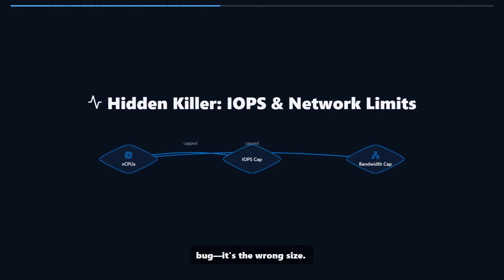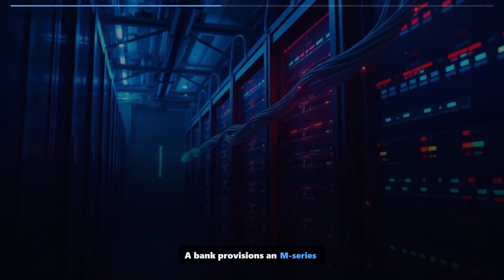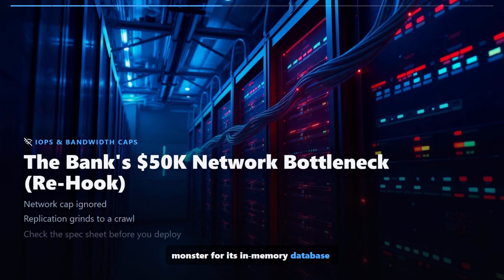It's the wrong size. A bank provisions an M-series monster for its in-memory database, dozens and dozens of vCPUs, and a massive chunk of RAM. Everything looks perfect. But replication between nodes grinds to a crawl. The culprit? The network cap. For that size, the spec sheet listed a maximum bandwidth that looked fine on paper, but their workload needed far more. They wasted weeks and significant budget before someone finally checked the spec sheet.